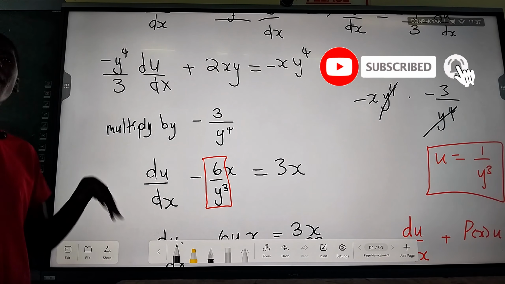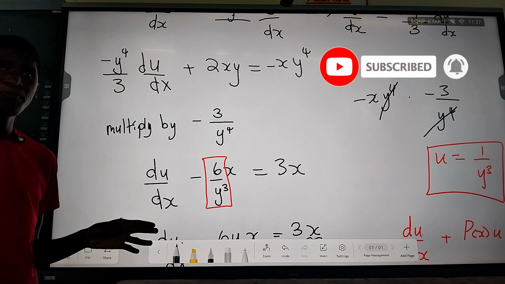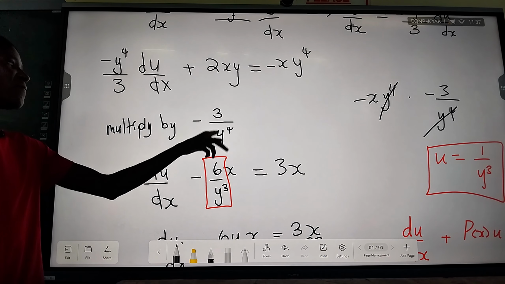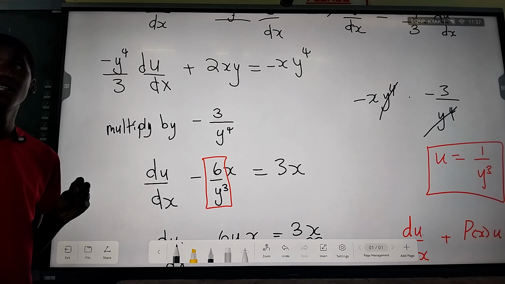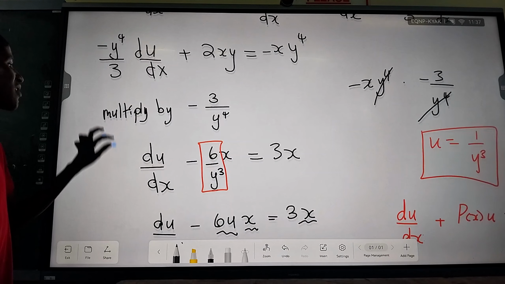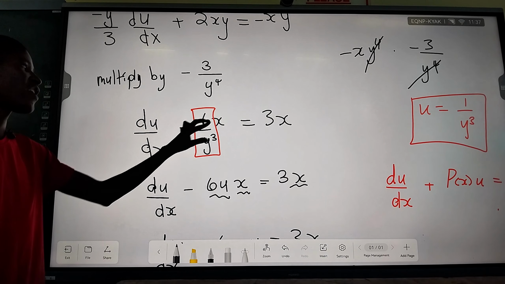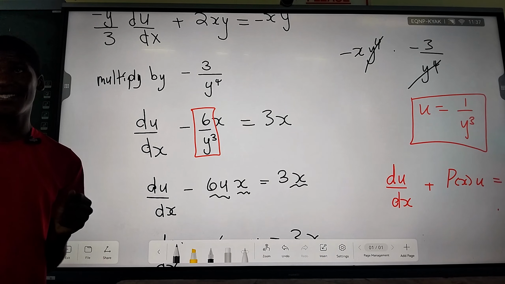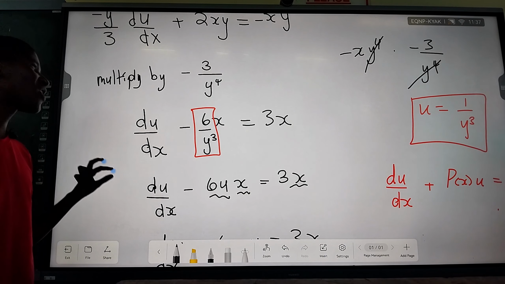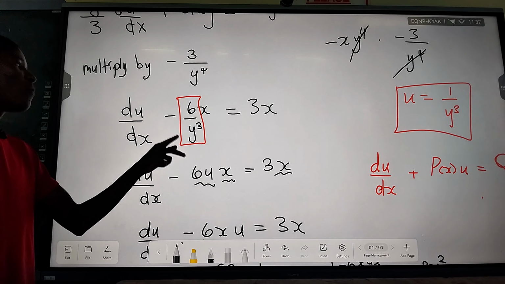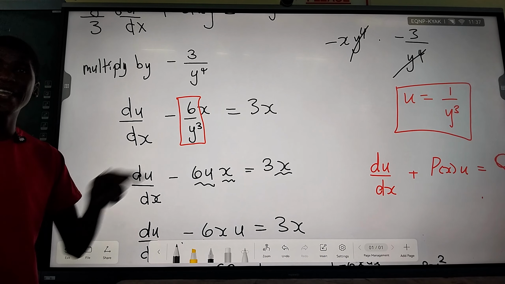I'm going to divide by what? It's either I divide or I multiply, same thing. In this case, I multiply it by negative 3 over y to the power 4. Then I'm left with du/dx minus 6 over y cubed x is equal to 3x. Now we recognize this is in terms of u, but there is still a variable y there.